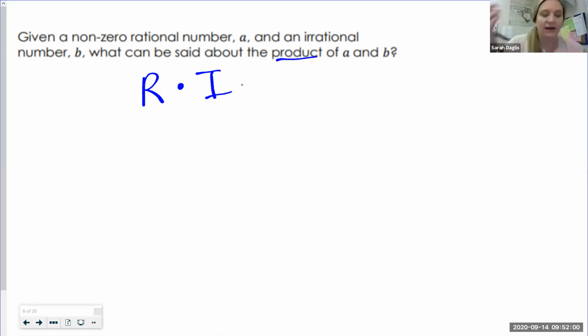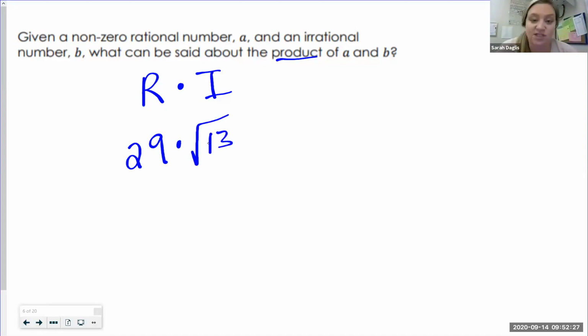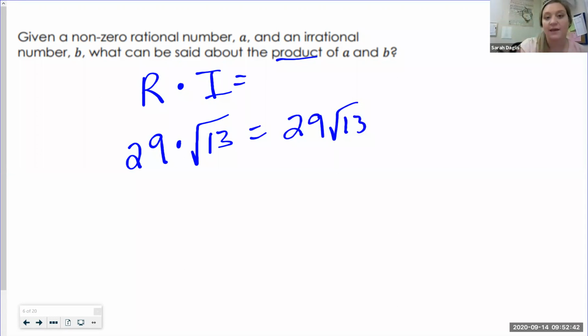Well, let's think about it. Give me another rational number. 29, good. Rational number of 29. I'm going to use pi this time. What if I did 29 times pi? Ooh, square root 13. Here we go. Let's do that one instead. Okay. Good. If I multiply 29 times the square root of 13, that simplifies to 29 square root 13. Nothing else I can do. There's a square root in my answer that cannot be simplified to a nice pretty whole number. So it will always result in an irrational number.